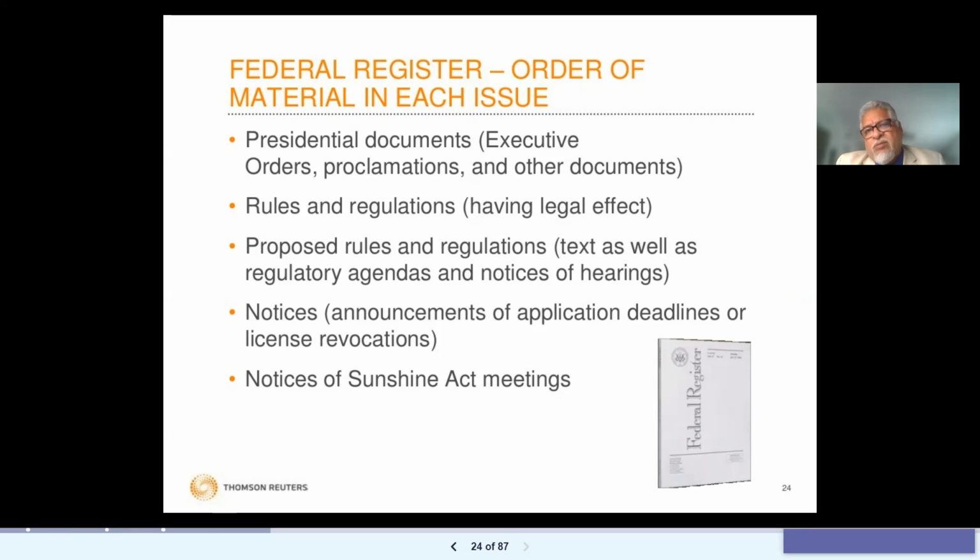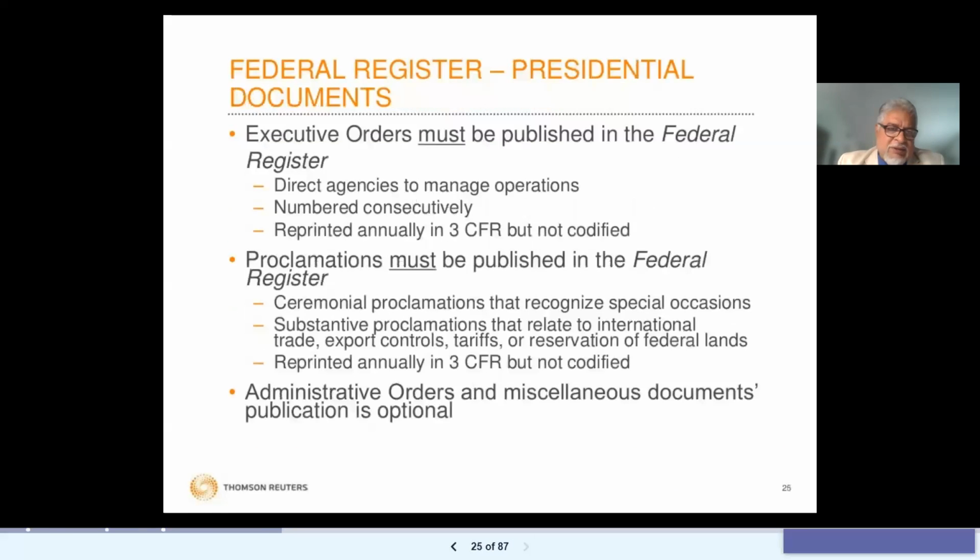The Federal Register orders material in each issue, and it tells you right here, basically, the hierarchy: presidential documents up on top, orders, proclamations, other documents, rules and regulations having the legal effect, then the proposed rules and regulations, then notices and Sunshine Act meetings.